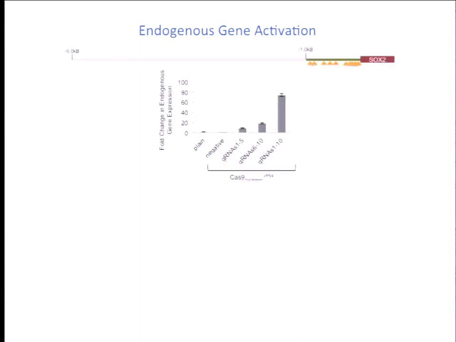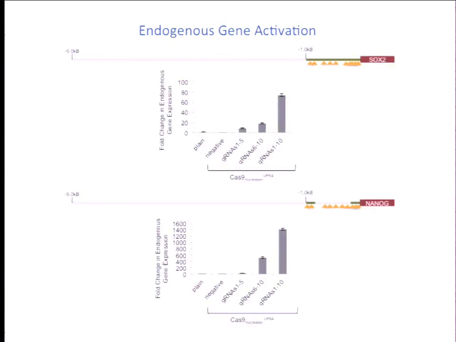This was also true in the context of 2 other genes that we examined, the SOX2 gene and the NANOG gene. In the case of one, we could activate the endogenous gene by about 80-fold, and in the case of another, by about 1,200-fold. But once again, it was critical that we had 5 to 10 guide RNAs used simultaneously before any robust transcriptional activation was observed at any endogenous locus.